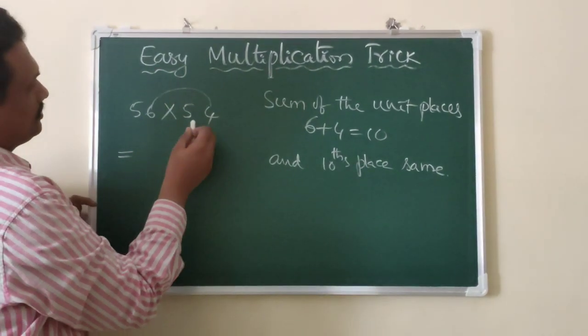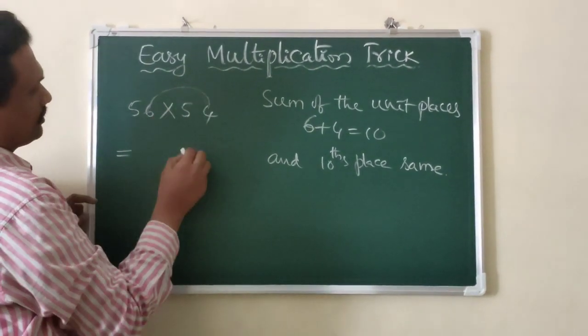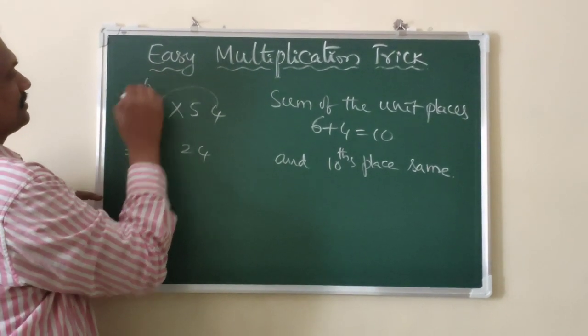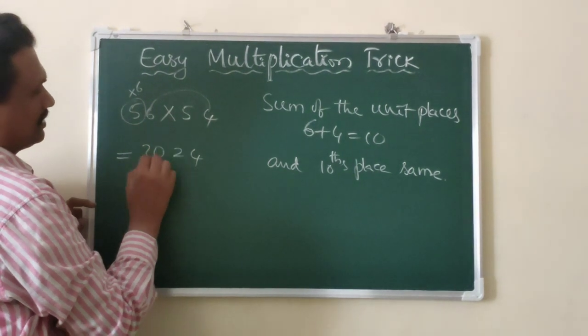Observe. Now simply 6 4s are 24. Here 5, after it the next number is 6. 5 6s are 30. Like that, students, very easy.